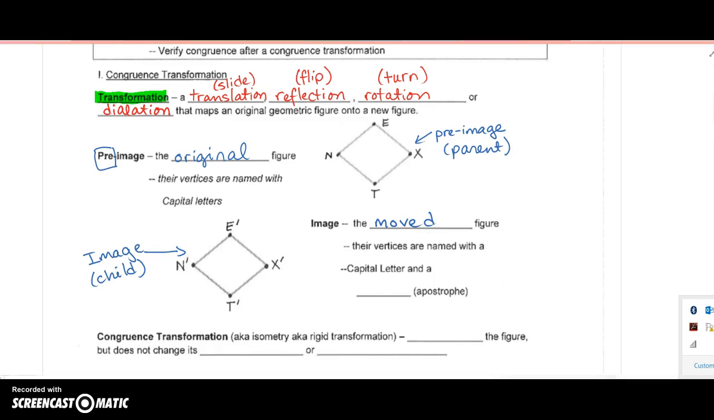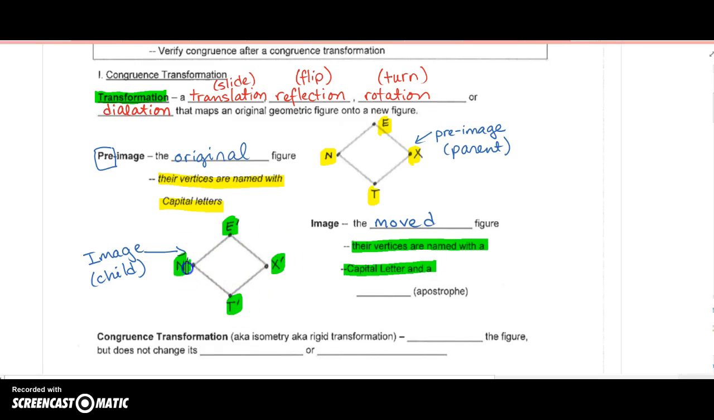And notice some differences here. In the pre-image, the vertices are named with capital letters, N-E-X-T, whereas the image is named with vertices with capital letters and a prime. This apostrophe on all of these is called a prime. And that just denotes that X prime corresponds to X in the pre-image. Those are the same point. X prime is just X, and it's now been moved.